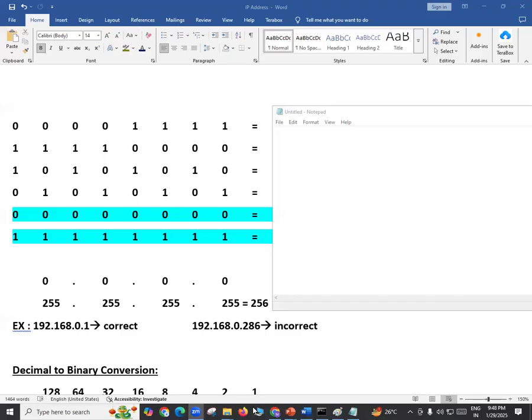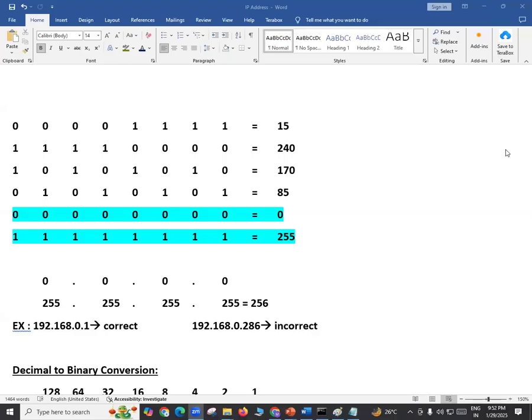Okay, so I'll share the screen now. See, friends, these are your answers, right? 15, 240, 170, 85, 0, and 55, 255. Right? These are the binary to decimal conversions.